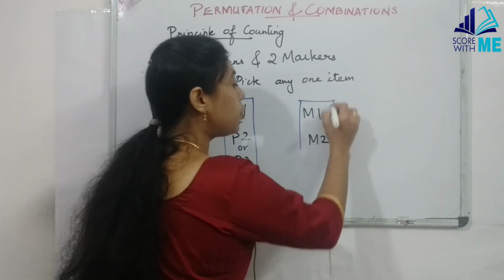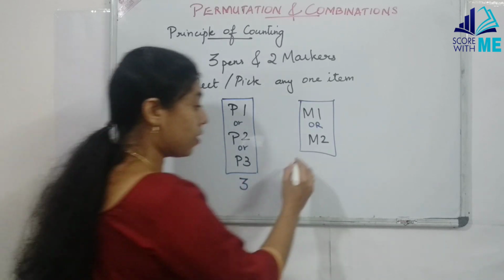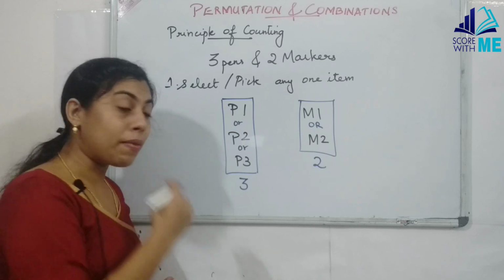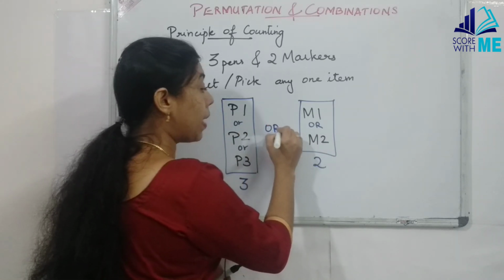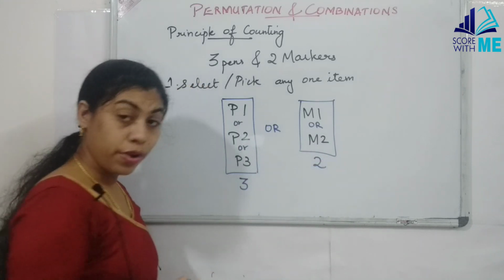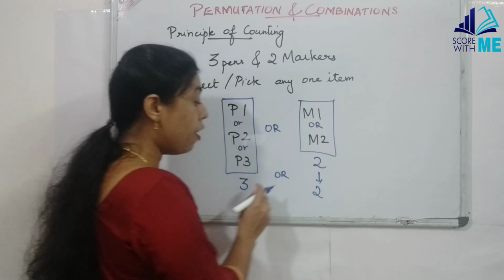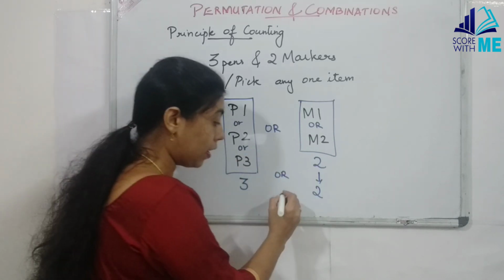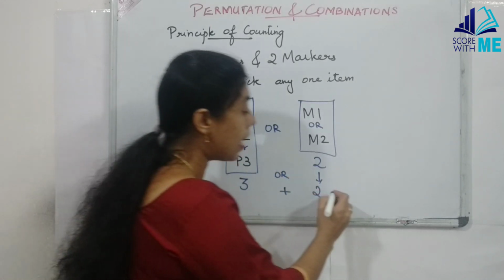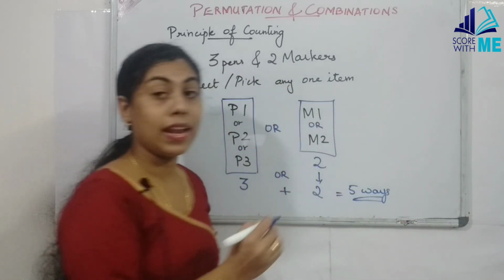Now from these 2 markers also, the same concept: we can either select marker 1 or marker 2. So this is again in 2 ways. Now that can be a pen or a marker. So again, from among pens or markers, that again is an or. So 3 or 2. So in one way we are going to have a selection from among 3 pens or 2 markers. That is why we have a plus sign. So this gets added and we come to the conclusion that in 5 ways we can select a pen or a marker.